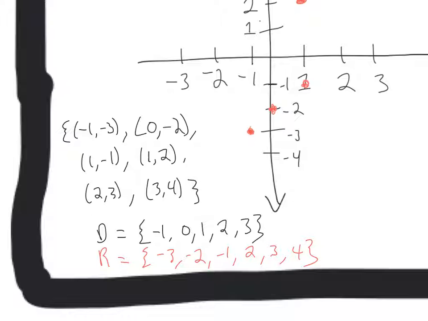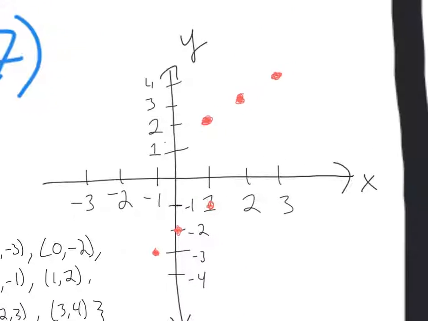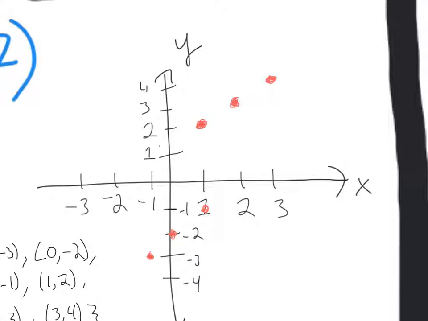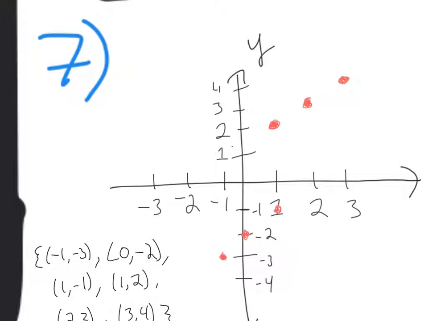Okay, so here comes the issue. We've got an input of 1 outputting to -1, and then we also have another input of 1 outputting to 2. And if we look at that graphically, that issue comes right here and right there. The x value of 1 on the number line produces 2 different outputs. So this is not a function.